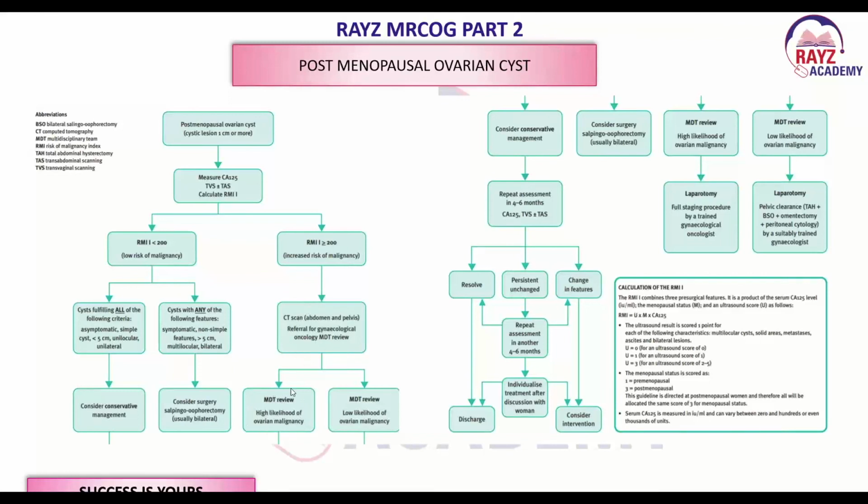If the MDT review shows that there is high likelihood of ovarian malignancy, in that case, offer laparotomy with full staging procedure by trained gynae oncologist. If the gynae onco MDT review has been done and it shows low risk of ovarian malignancy, then in that case, laparotomy with pelvic clearance, that is TH with BSO, with omentectomy and peritoneal cytology is done by a suitably trained gynecologist. So this chart is very, very important, yes.